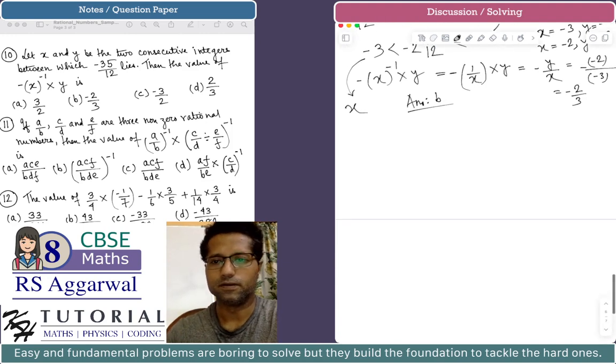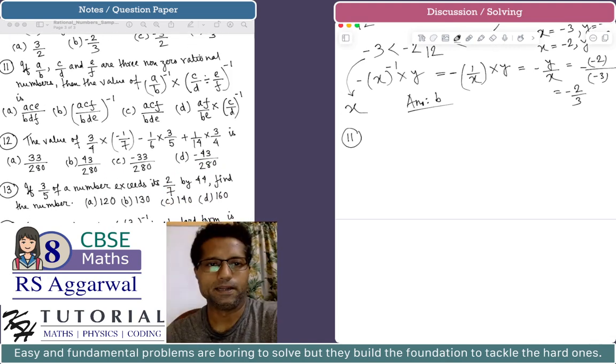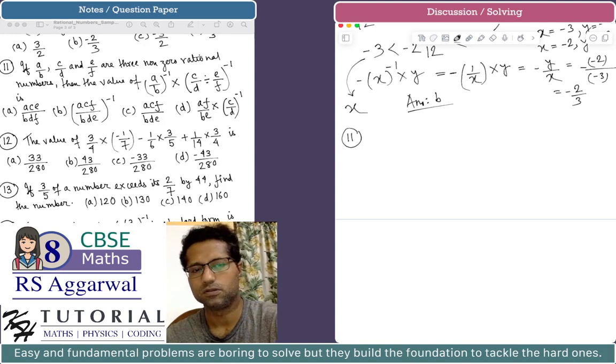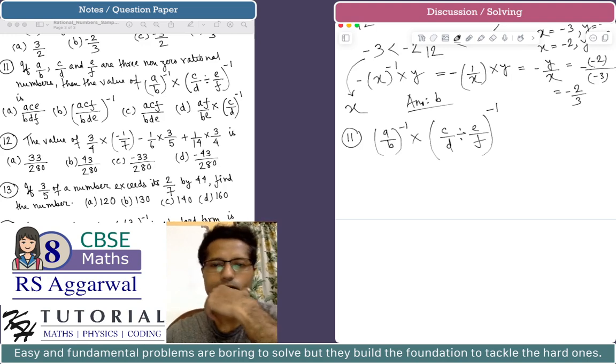Let's do problem number 11. It is given that A by B, C by D and E by F are three non-zero rational numbers, that is, all these rational numbers are not equal to 0. So we have to find the value of the given expression: A by B, reciprocal of A by B multiplied by C by D divided by E by F, and whole reciprocal. Okay.